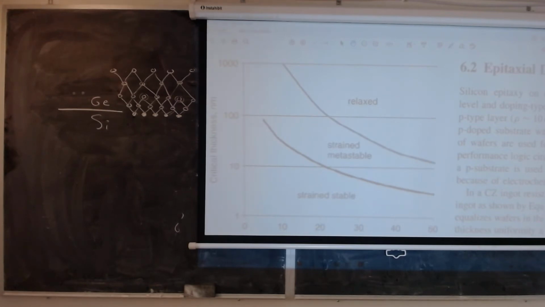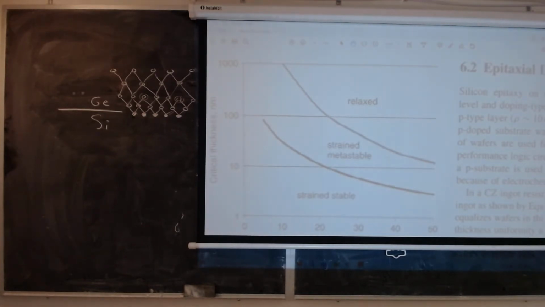Now this chart is versus germanium contact. We haven't talked about alloys yet, so we'll talk about that in a little bit. What this chart is showing is the critical thickness. There's sort of a gray area in here, but below this line, it will conform to the lattice of the substrate. Above this line, above that thickness, it will not. And in between, it's sort of a gray area. Just think of it that way for now.